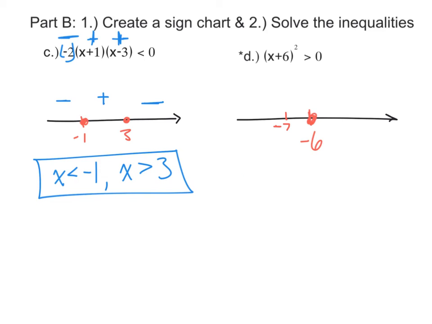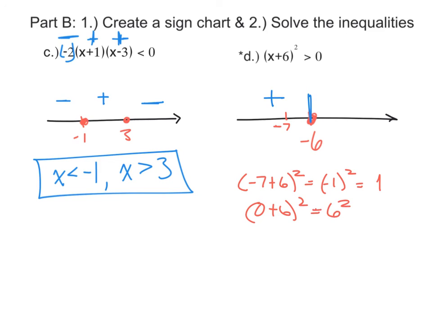And if I plug negative 7 in there, negative 7 plus 6 squared, that's negative 1 squared. But anytime I square something, it's going to be positive. That means that all my numbers to the left of negative 6 are going to be positive. When I pick something to the right of negative 6, like 0, 0 plus 6, and I square that, that's going to be 6 squared, which is 36. Also positive.